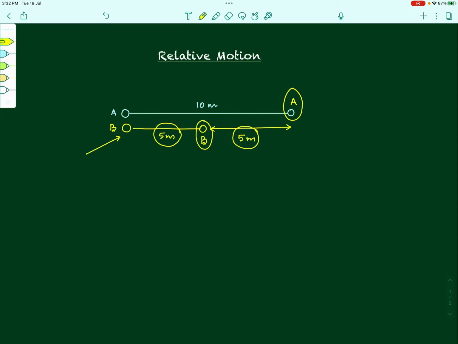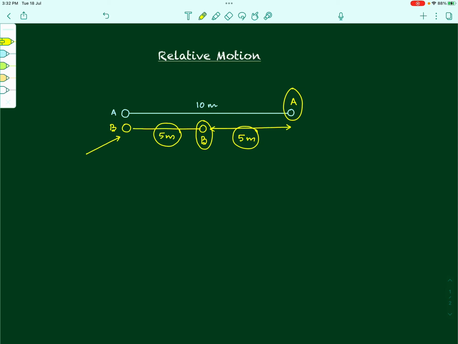Relative motion means we are trying to study the motion of a body with respect to an observer, which could be at rest or could be moving, but that observer always considers itself at rest. With that condition, it studies the motion of the other body. If you can understand this basic aspect of relative motion, things will become quite simple for you, and you will be able to do questions related to relative motion quite easily.